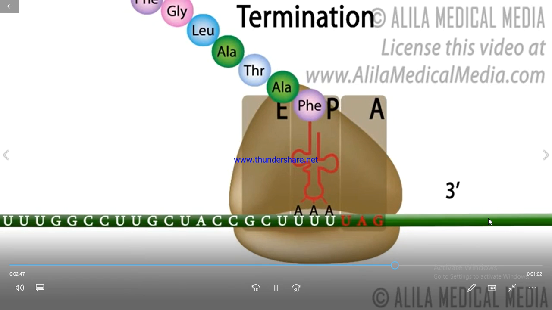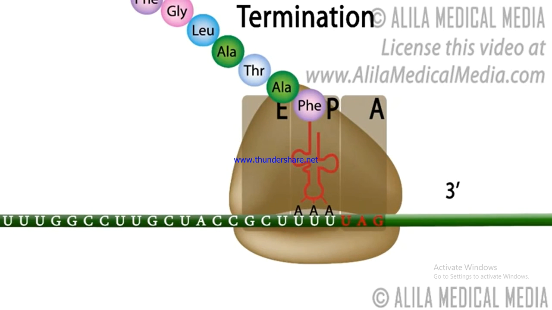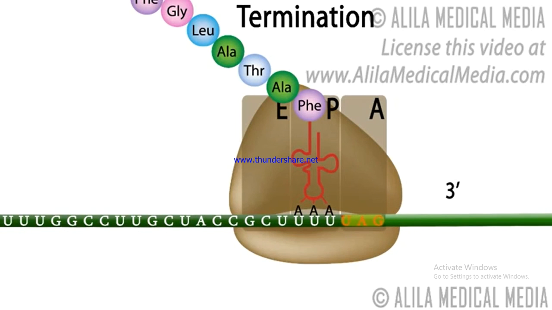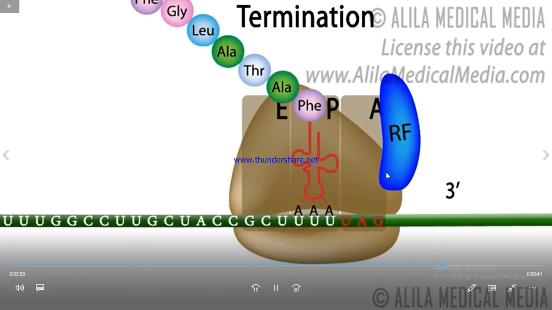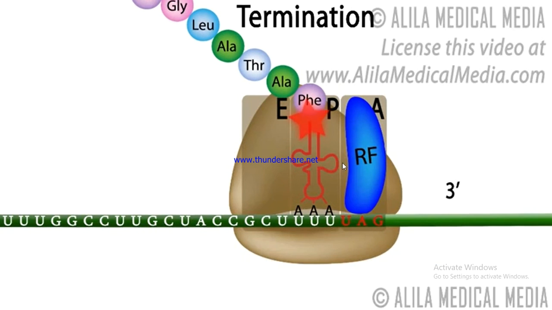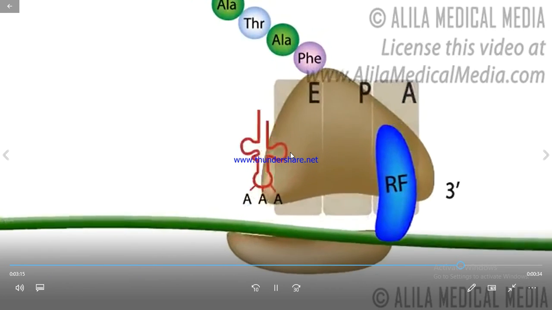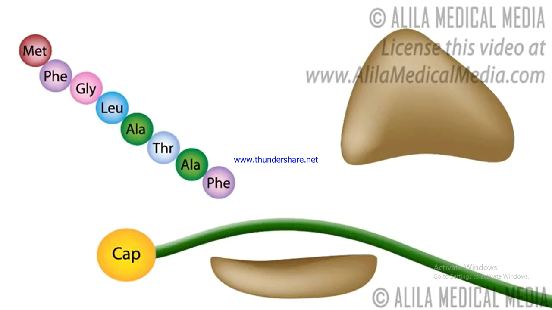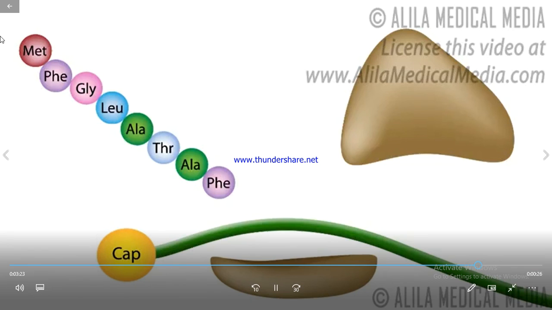Termination. Termination happens when one of the three stop codons is positioned in the A site. This is the amino acid chain. No tRNA can fit in the A site at that point, as there is no tRNA that matches that sequence. Instead, these codons are recognized by a protein, a release factor. Binding of the release factor catalyzes the cleavage of the bond between the polypeptide and the tRNA. The polypeptide is released from the ribosome. The ribosome dissociates into subunits and is ready for a new round of translation.